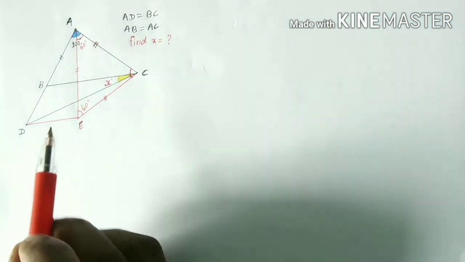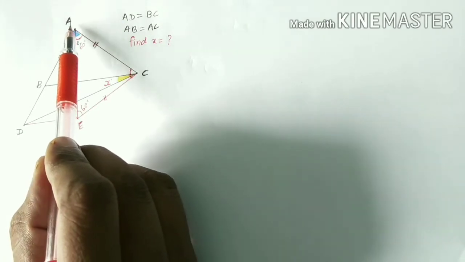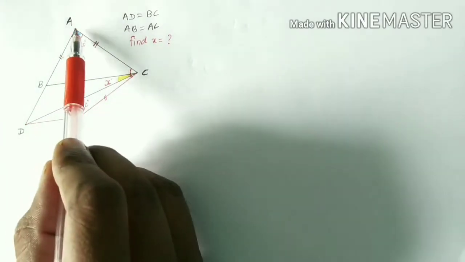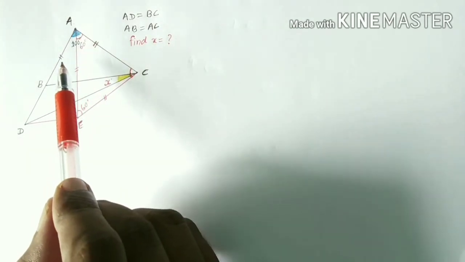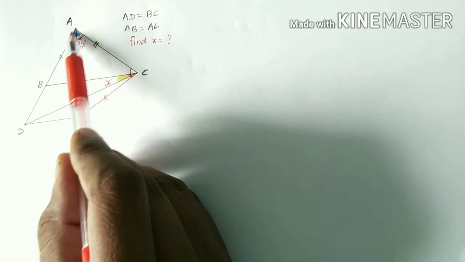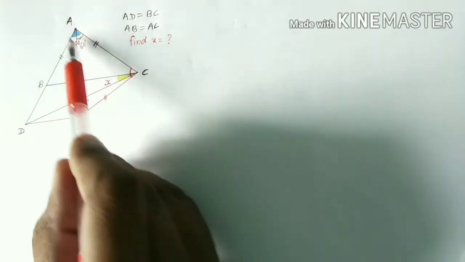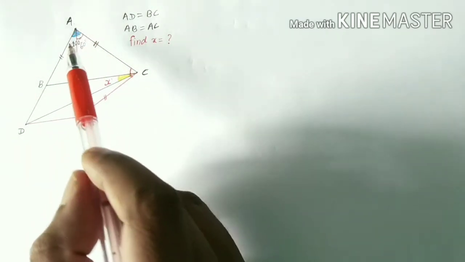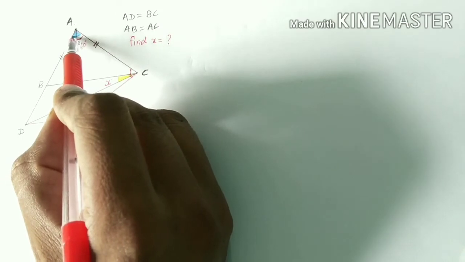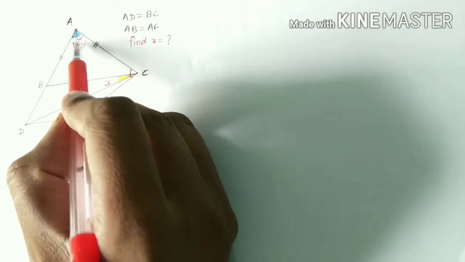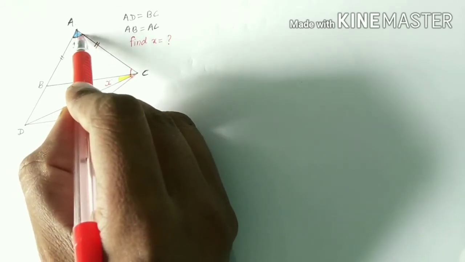Okay, now just see the triangle ABC. Triangle ABC is an isosceles triangle because its 2 sides are equal. The sides AB and AC are equal, so this is an isosceles triangle, and its one angle is 100 degrees. It is given in the question that this angle is 100 degrees.